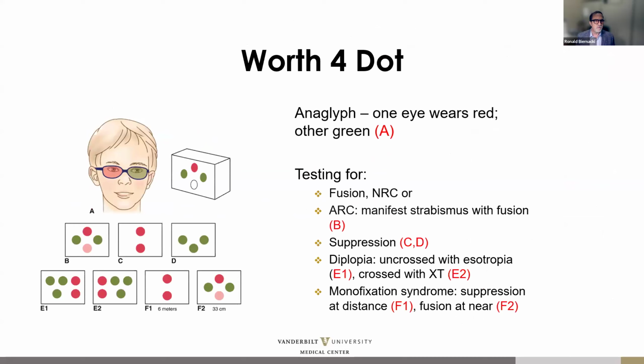The Worth 4 dot is probably the most common test that we use in the clinic. It's more dissociating than the Bagolini. If the patient sees all 4 dots, you could have normal binocular response with no manifest deviation, you have NRC, or you could have a harmonious ARC with manifest strabismus. If they report 5 dots, you have diplopia, uncrossed with an ESO, and crossed with an XT. And again, you could have a monofixation syndrome, suppression in the distance, and fusion at near.